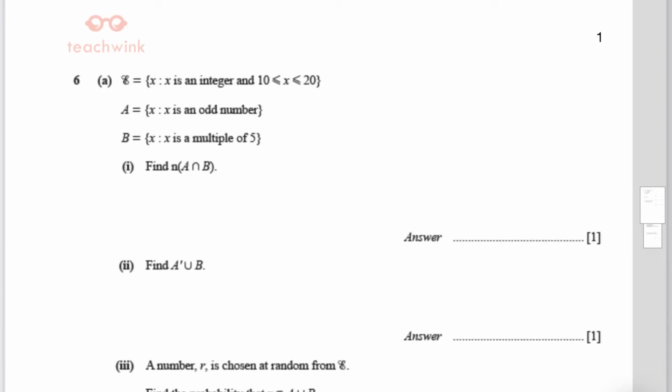First of all, let's write down all the elements in A. Since all the odd numbers between 10 and 20 need to be listed, the first one would be 11, the next 13, the next 15, then 17, then 19. Then we list all the multiples of 5 in set B: 10, 15 and 20. In the intersection of set A and B, there's only one element, which is 15. So we write down 1 over here.